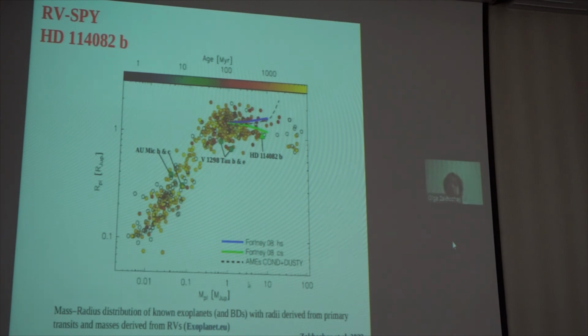And here, as a comparison with the planet, there are 2 lines from the paper of Fortney 2008 for hot and cold start, and also the combined model Pond and Dusty from Baraffe and Chabrier. And we see now that not only our planet, but all 3 planets of this mass regime are more compatible with the cold start, which is at odds with what we would actually expect for giant planets of this kind.